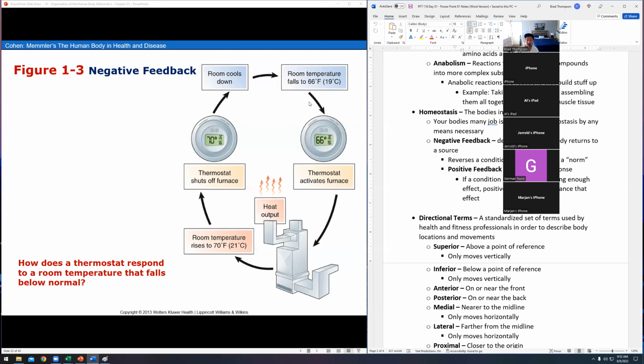But where I'm from, where it's very cold, let's say the room cools down. So now the room's temperature is 66, but you can see the temperature is set to 70. That's what we set it to. So then that activates the furnace, right? The furnace kicks on, and hopefully the temperature in the room rises back up to 70 degrees. It used negative feedback to return the room's temperature to whatever source you set on the thermostat.